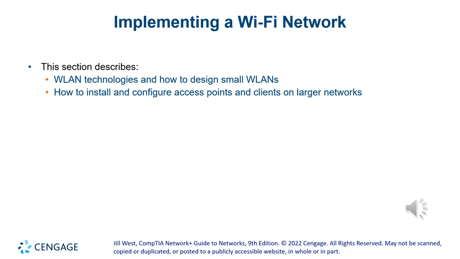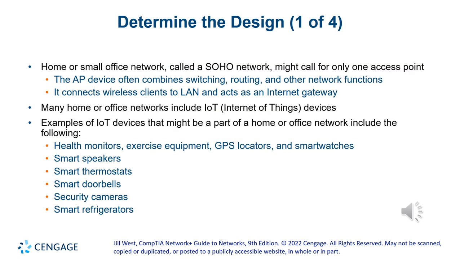This is something new in the book also, that it describes some of the design for small wireless LANs, or how to configure access points in larger networks. This was not included in the previous revisions of this book. So if you want to install wireless in a small office or a home network, the SOHO, the small office home office, right? The SOHO network. Most likely you have just one access point, right?